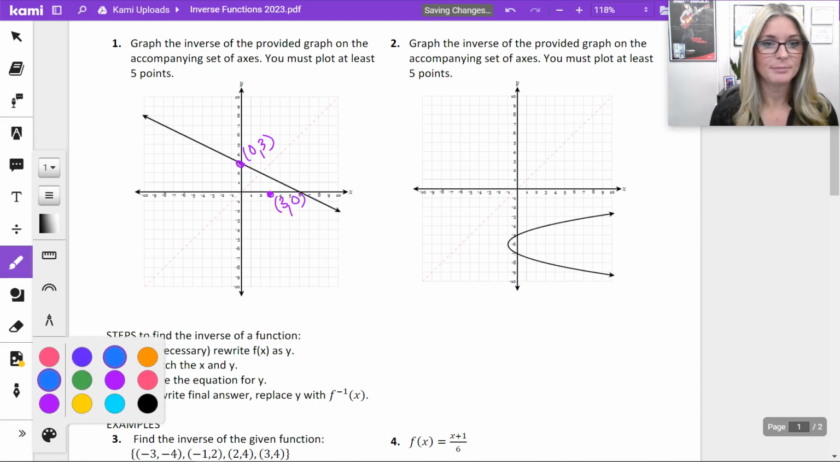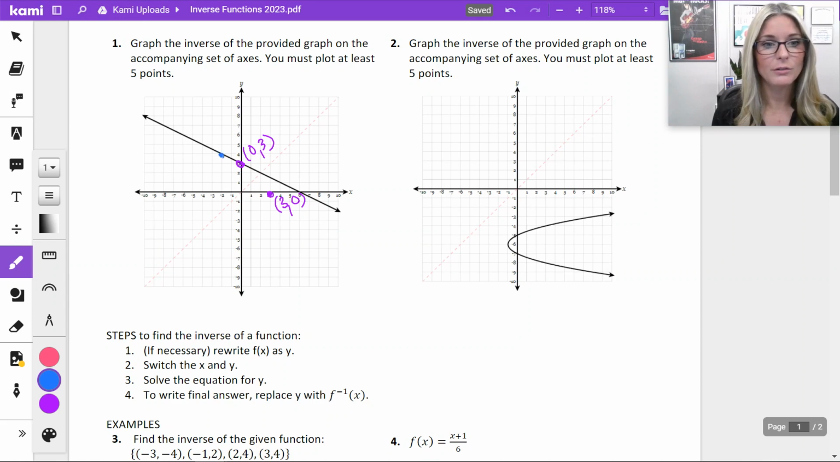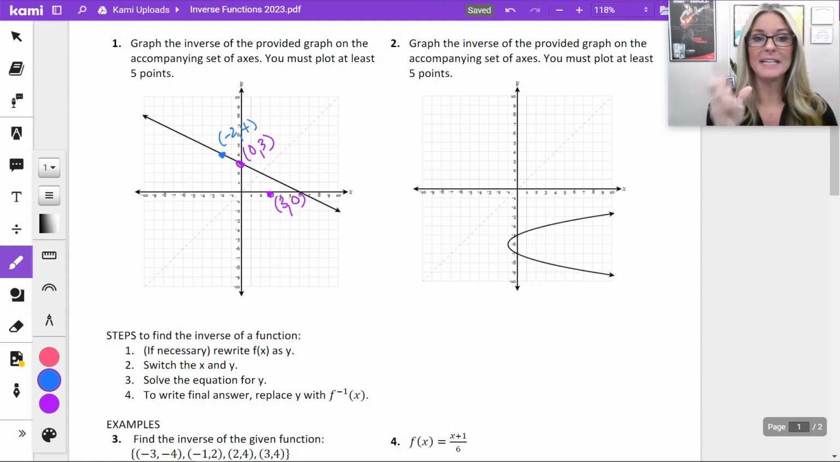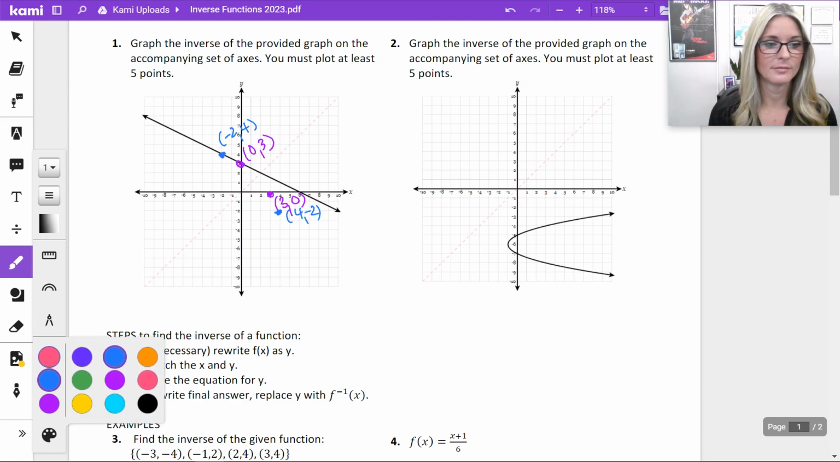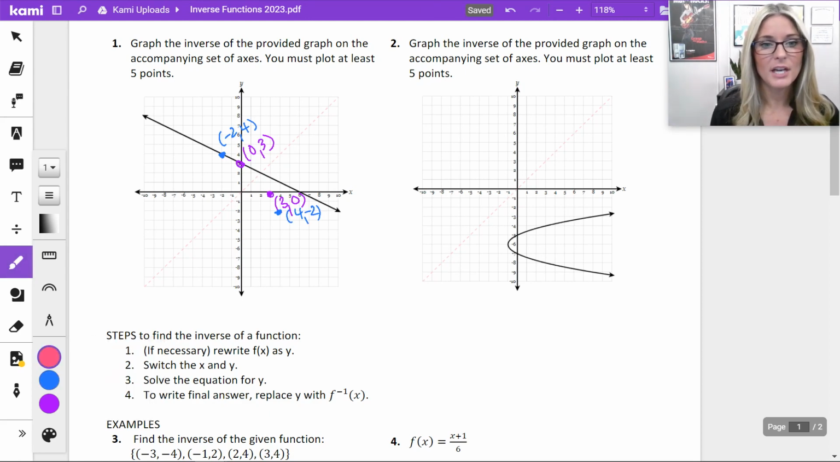Let's switch colors here. Let's find some more points. Let's do over here, (-2, 4). Okay, that was on my function. On the inverse, it would have (4, -2). So come into 4, plotting -2. Let's go over this direction. This is (1, ...) on the function. So on its inverse, we would have (1, 4).